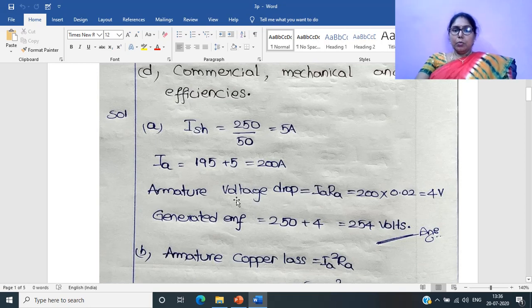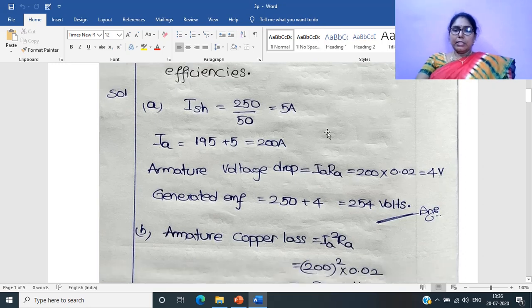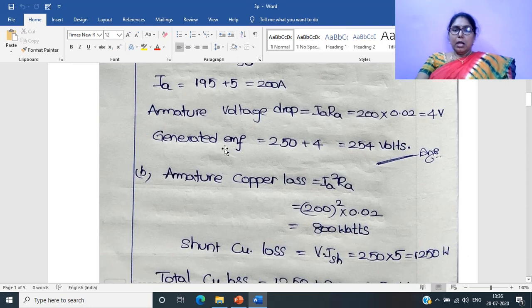Now I am going to calculate the armature voltage drop, that is IA into RA, because they are asking to calculate the generated EMF. For that we need the armature voltage drop. What is the IA value? 200 amperes. The armature resistance mentioned in the problem is 0.02 ohms. So together it will give you 4 volts. So the generated voltage, the first one they asked in the problem, is 250, the terminal voltage, plus the armature voltage drop 4. Together it will give you 254 volts.